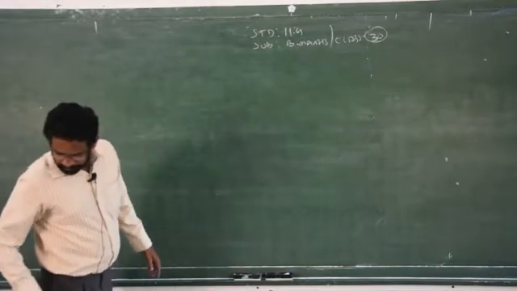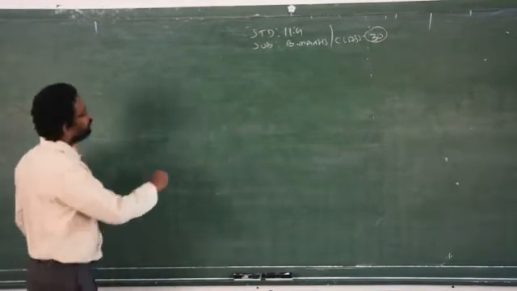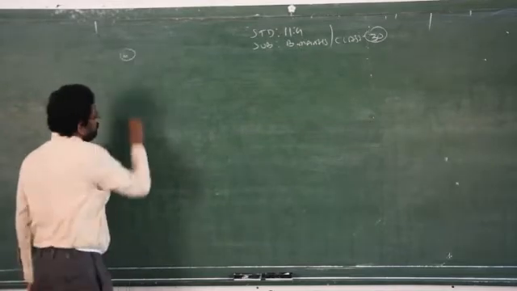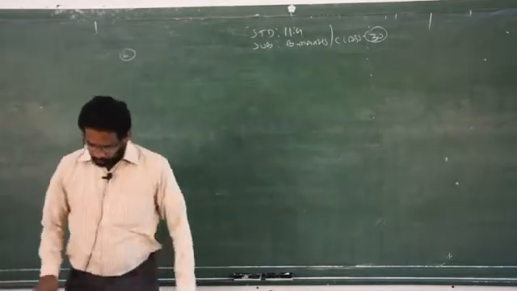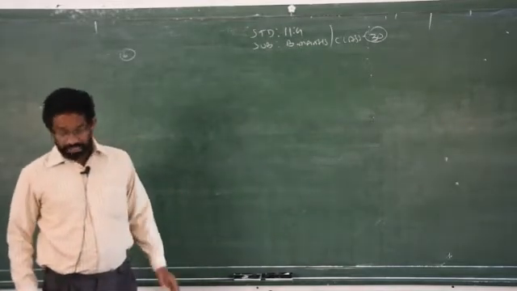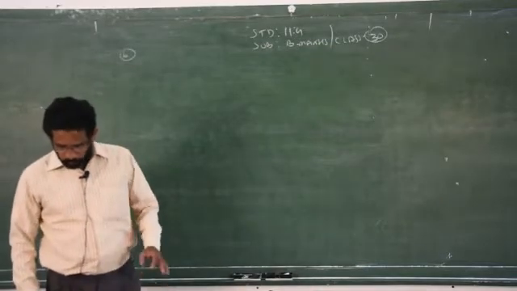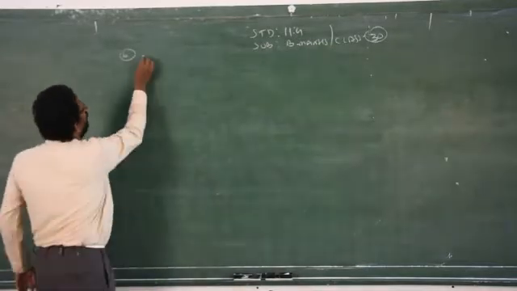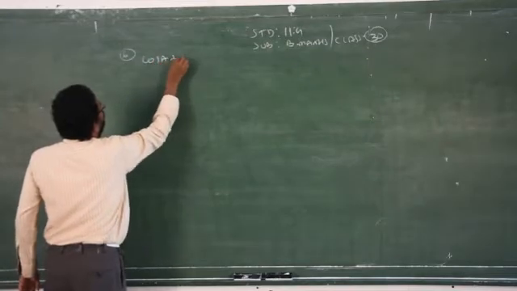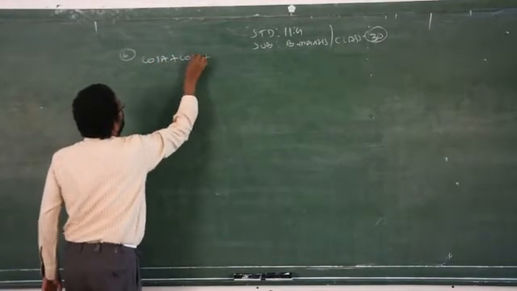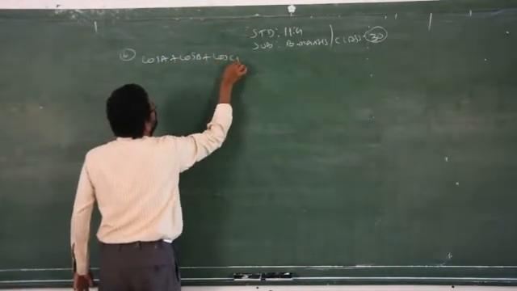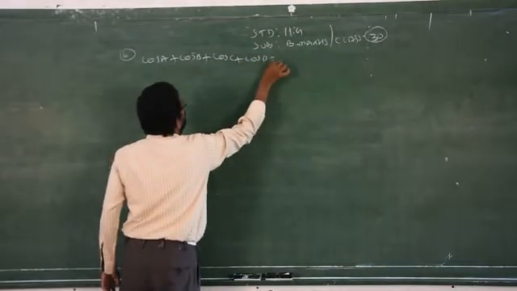So we will see now the sum number 6. Sum number 6 is given: if A, B, C, D are angles of a cyclic quadrilateral, prove that cos A plus cos B plus cos C plus cos D is equal to 0.